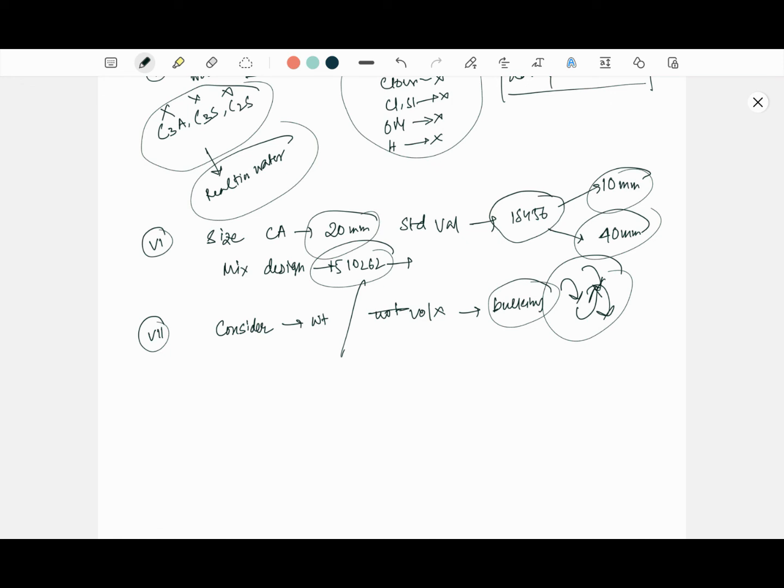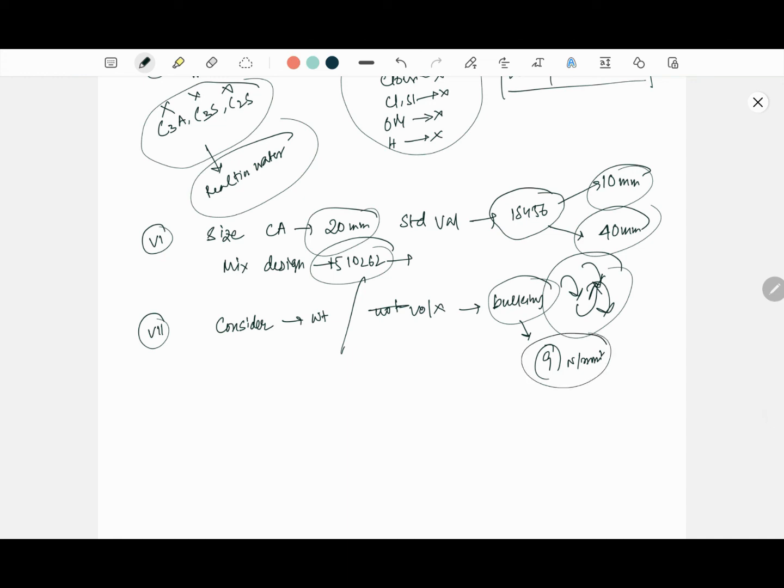Suppose you are making M10, so your target compressive strength should be 10 newton per mm square, but somehow due to bulking you find 9 newton per mm square. So in this situation, is it acceptable as you are on the client side? Is it acceptable, you are a contractor, will your client agree with this? So your time is wasted, your labor wasted, material wasted, everything is wasted due to this one misunderstanding. So that is why when you measure the quantity for making concrete, definitely consider the weight.